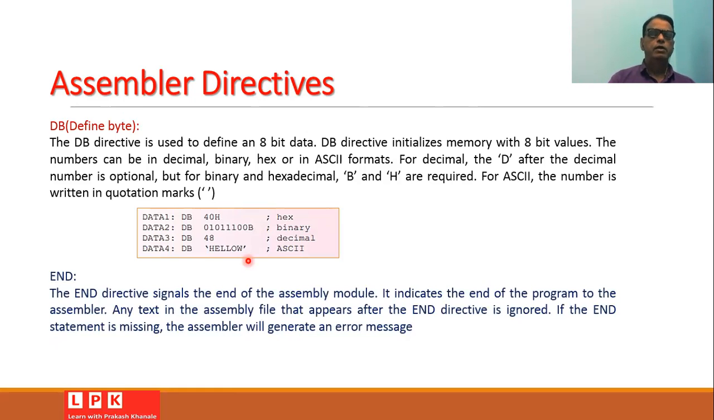Many times we write another directive in the assembly language program, and this directive is the END directive. Normally, it is written at the end of the assembly language program. So it will signal the end of the assembly module. It indicates the end of the program to the assembler. Any text in the assembly file that appears after the END directive will be ignored by the assembler. If END is missing, then many times the assembler can generate an error message.